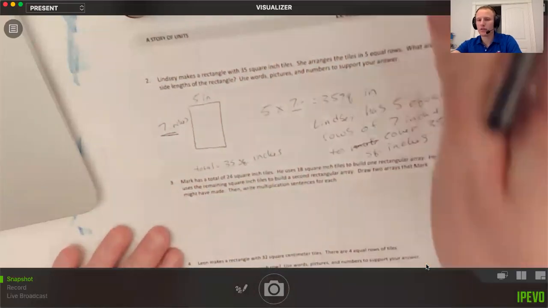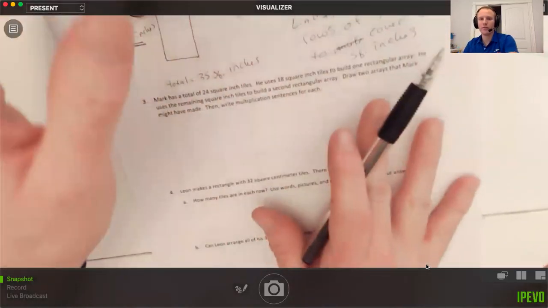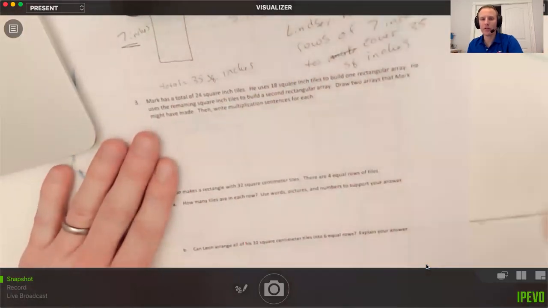The next one says, here, whoops, almost knocked my camera over there. These cameras are great until they get wobbly.